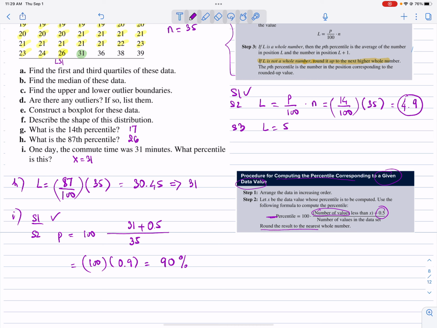Round the result to the nearest whole number. Since the result is already a whole number, we leave the answer like this. For example, if your answer is 76.1, then you round to the nearest whole number, that will be 76. I made this up. So for the percent, we always round to the nearest whole number. But the final answer for this problem is 90%.